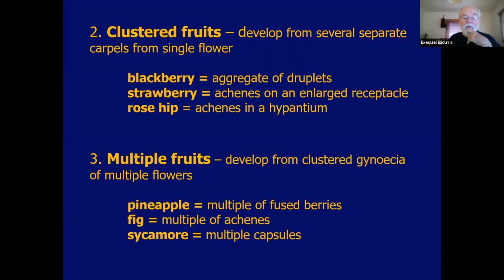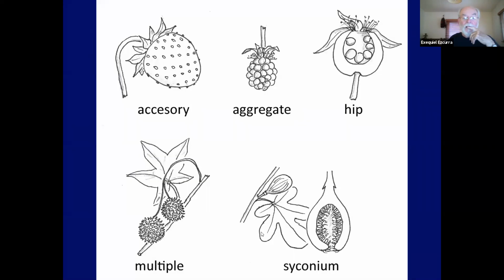The fig, also known as a syconium, we'll see it in a second in the illustration, is a multiplicity of achenes, a type of enclosed inflorescence that develops into a fruit-like structure. And the sycamore is basically a multiplicity of capsules all clustered together. It comes from an original cluster, spike-type inflorescence.